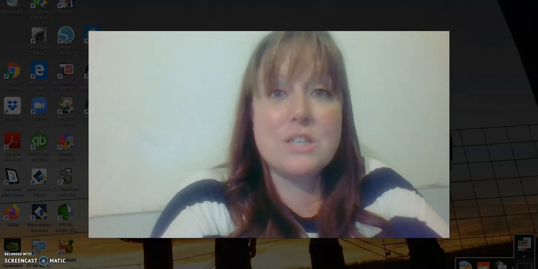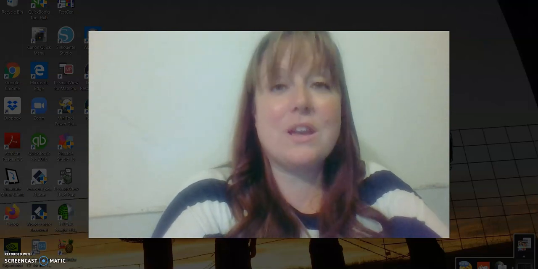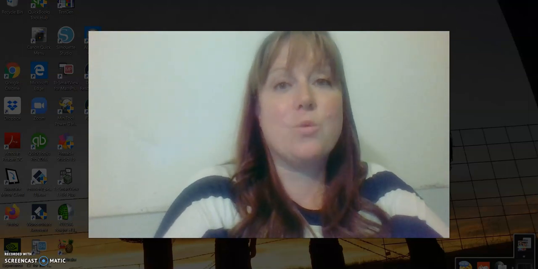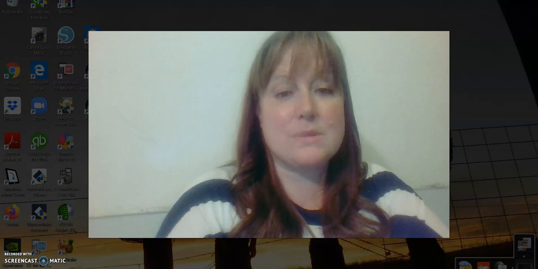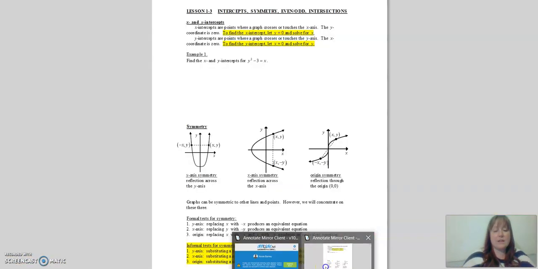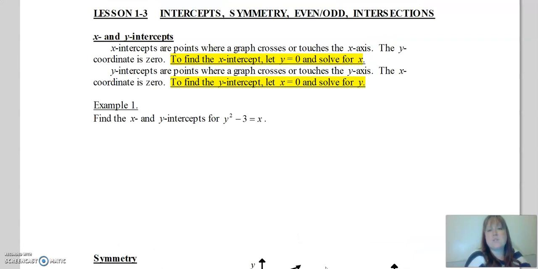Well, we're going to remember how to do intercepts and even, odd, and neither. We're going to figure out whether a function is even or odd and where its intercepts are. So first things first, let's take a look at intercepts. So remember, an intercept is where it crosses over that axis.